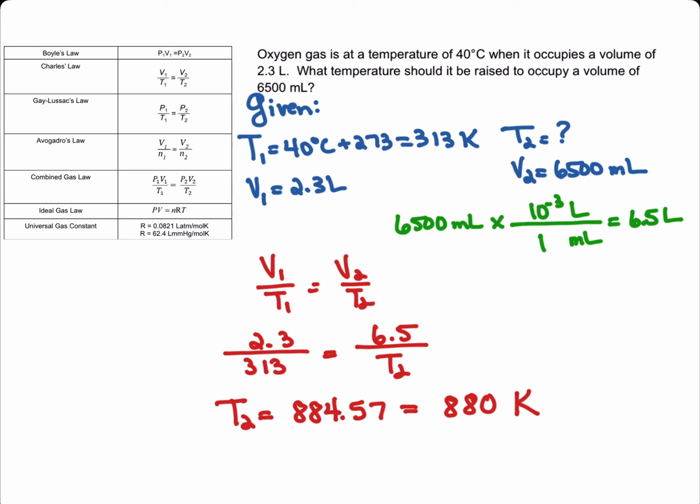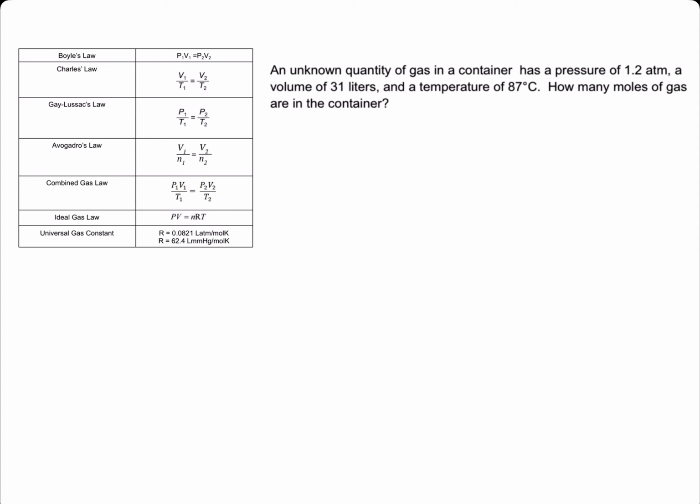Let's take a look at another example. An unknown quantity of gas in a container has a pressure of 1.2 atmosphere, a volume of 31 liters, and a temperature of 87 degrees Celsius. How many moles of gas are in the container? As always, we're going to start off with our given, and they're giving us pressure. They're giving us volume. They're giving us temperature.